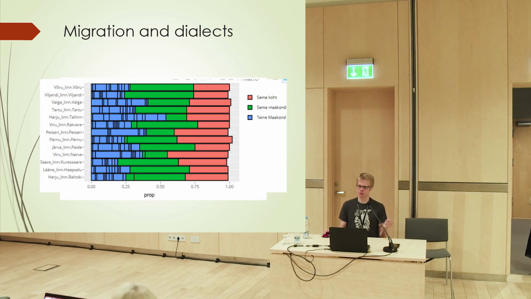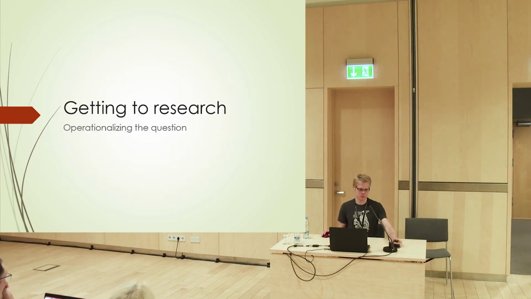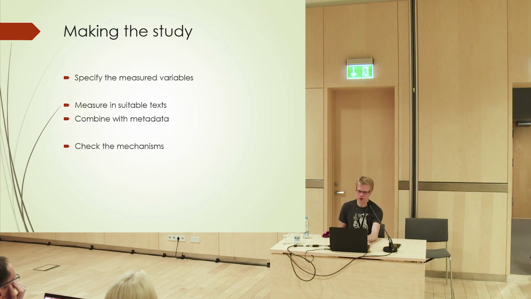Yeah, so these are examples of things that we might get as a byproduct of getting the data for the research that are interesting in themselves. The specific question I had was about the variation within the language use, and there you need to specify some kind of variables that you measure. You need to find suitable text combined with metadata, and then you can check the mechanisms.